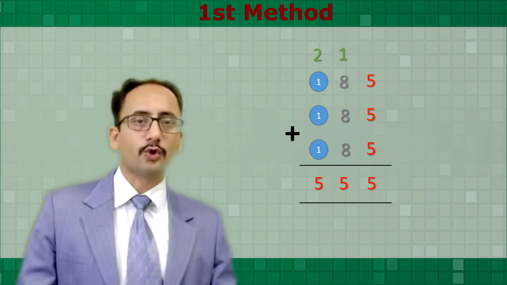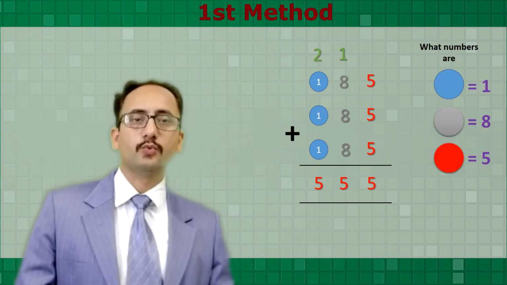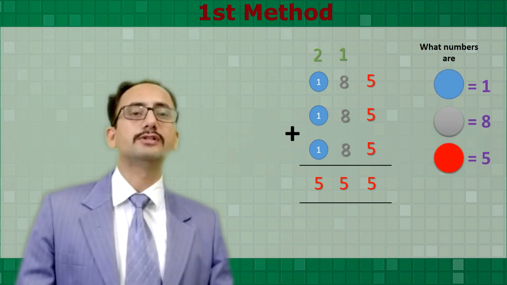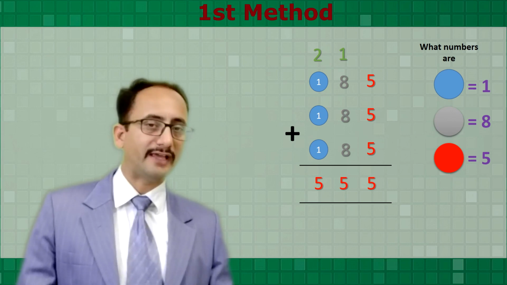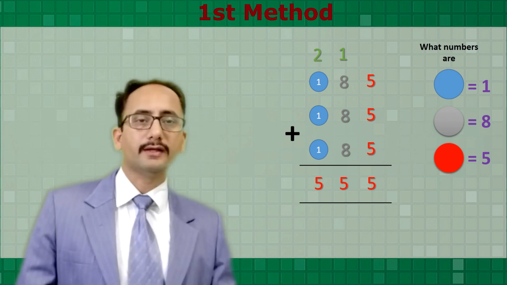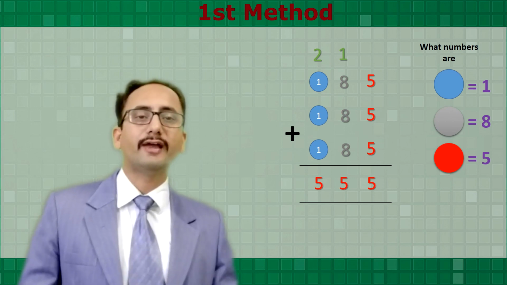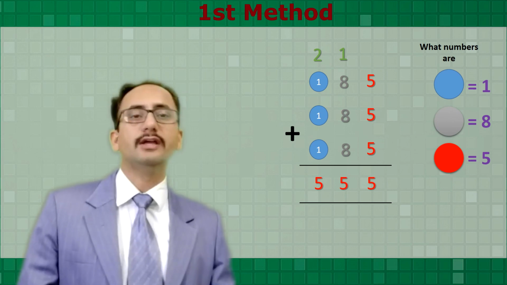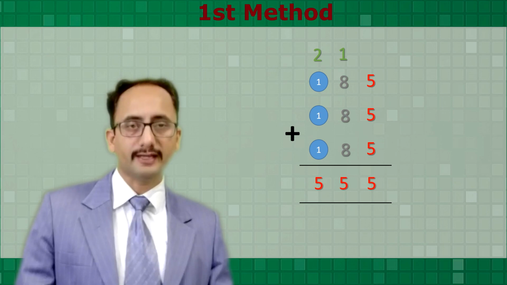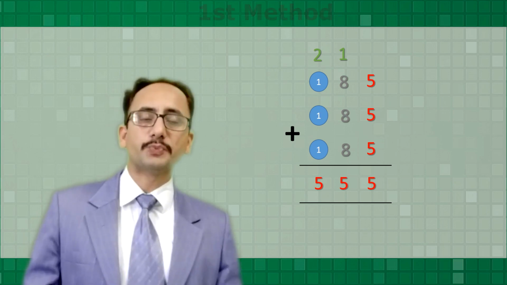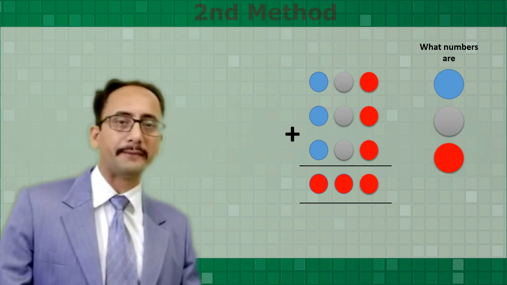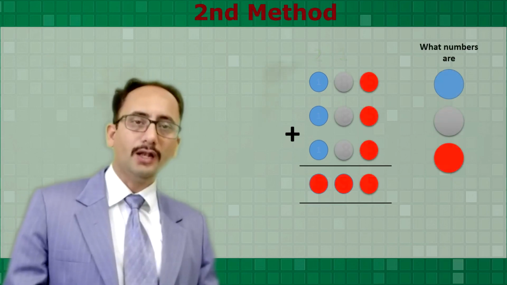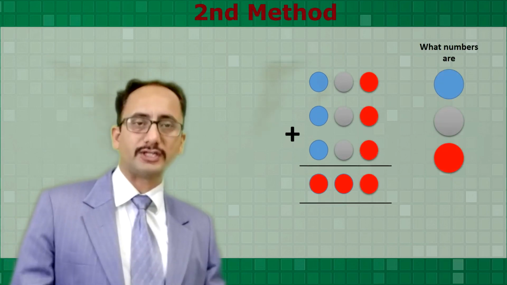So the problem is solved. The value of the blue dot is equal to 1, the value of the gray dot is equal to 8, and the value of the red dot is equal to 5. So the required number was 185 and the resultant is 555. Now, being a mathematics person, I would like to approach the same problem in a different way, and I'm sure that all mathematics students will find it interesting.